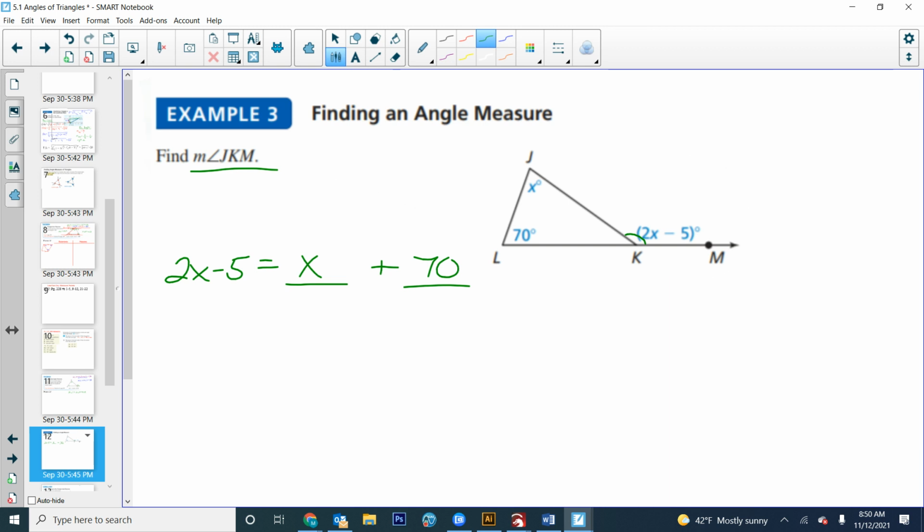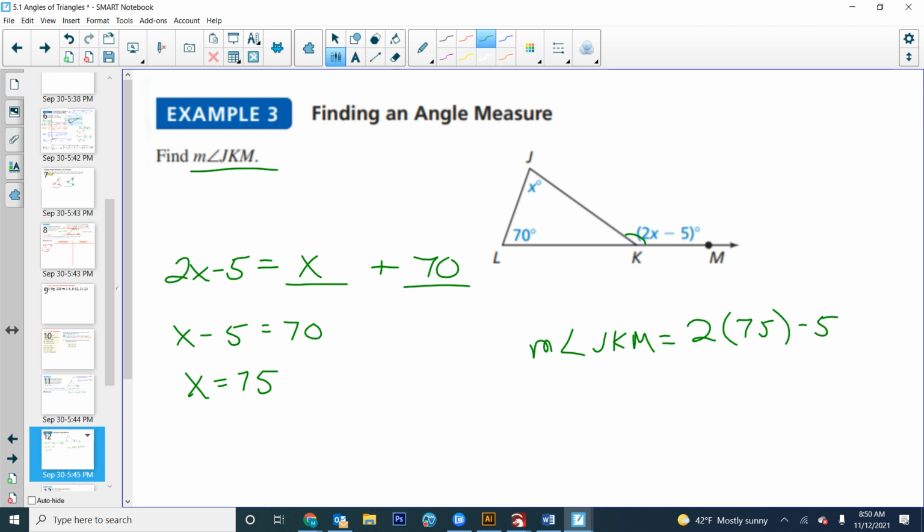Let's subtract x from both sides. We get x minus 5 equals 70. Add 5, x equals 75. If x equals 75, then the measure of angle JKM is 2 times 75 minus 5. What's double 75? 145. Careful. 150. 150 minus 5? 145. 145 degrees.